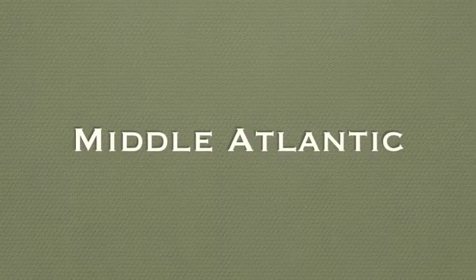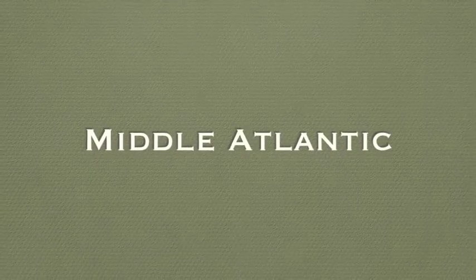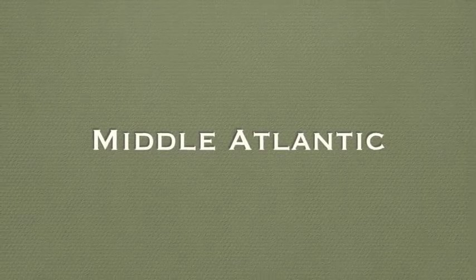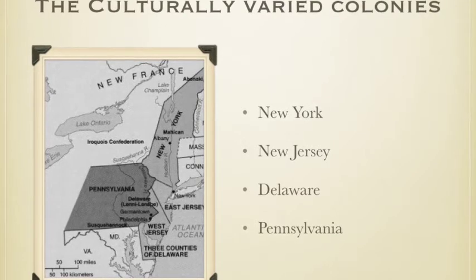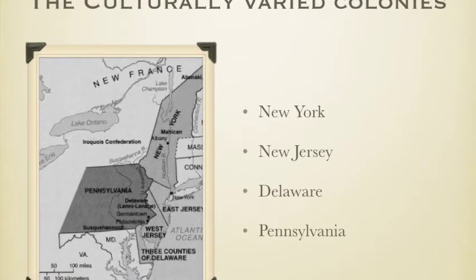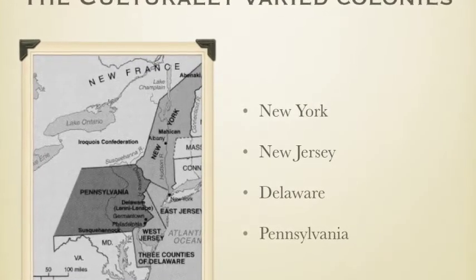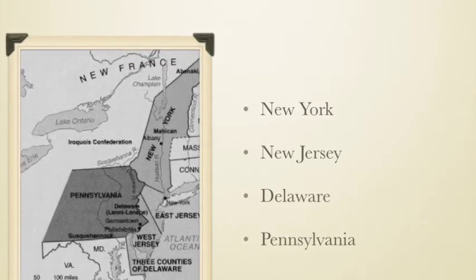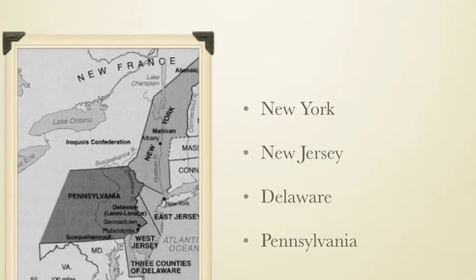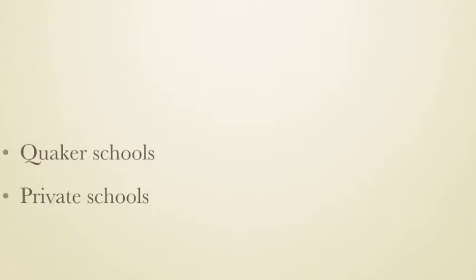The next group of colonies is the Middle Atlantic, where we will view their unique school systems. The Mid-Atlantic was a much more culturally and religiously diverse bunch made up of Dutch reformists, Germans, and Quakers, just to name a few. The colonies include New York, New Jersey, Delaware, and Pennsylvania. These colonies had two specific types of schools: Quaker and private schools. First, we will discuss private schools.